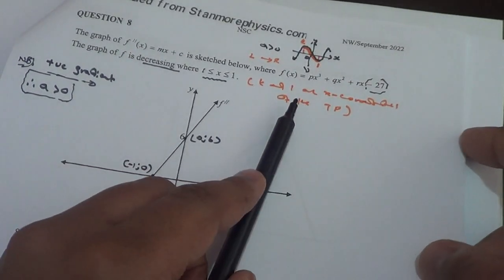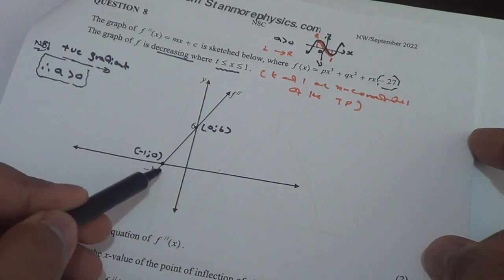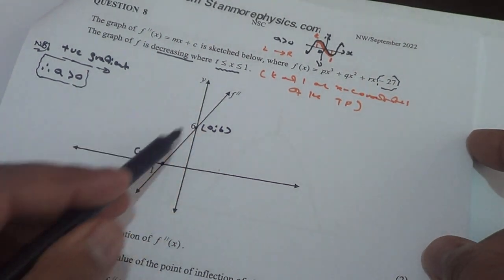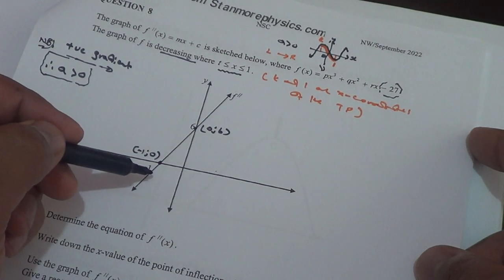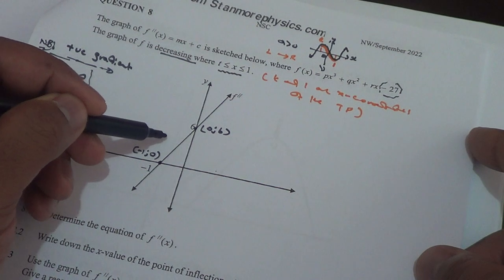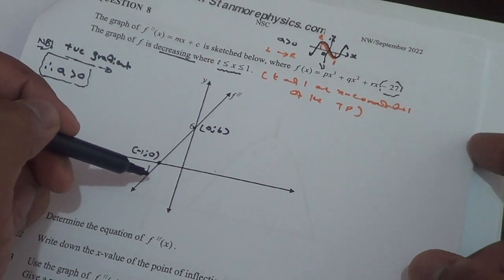So now that is very important. And of course, you already know that this intercept here, the x-intercept of the second derivative function, actually marks the point of inflection. But now we're not sure whether it's up or below, but that gives us the x-coordinate of the point of inflection.